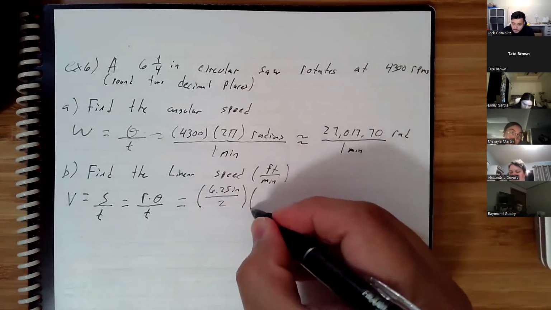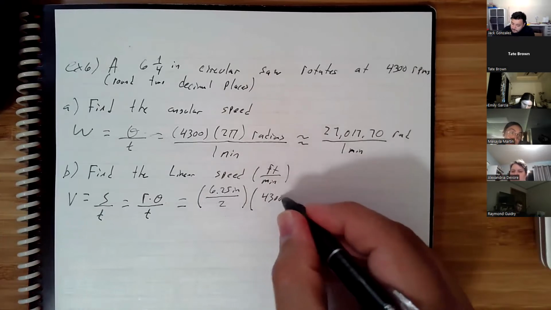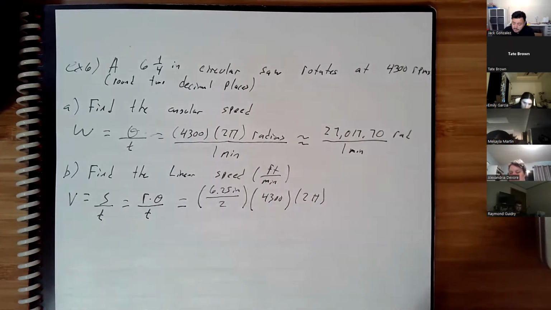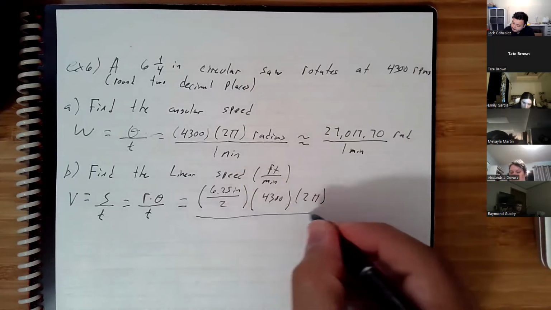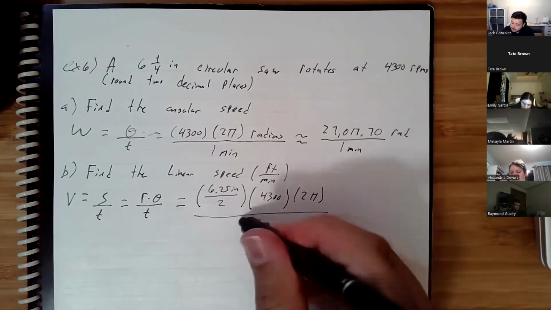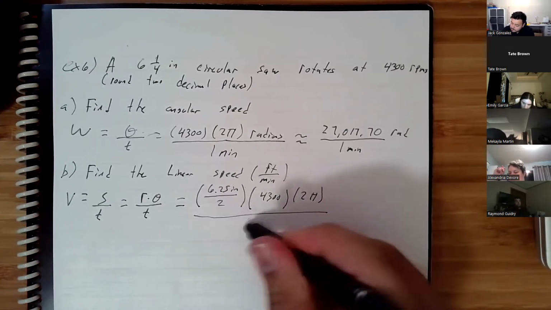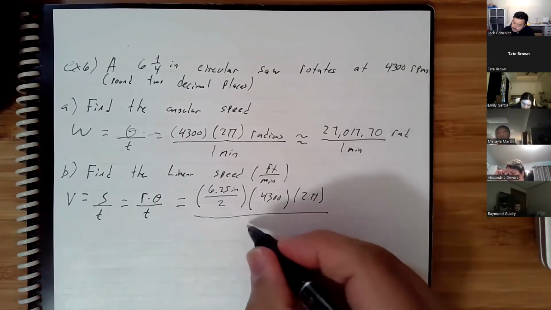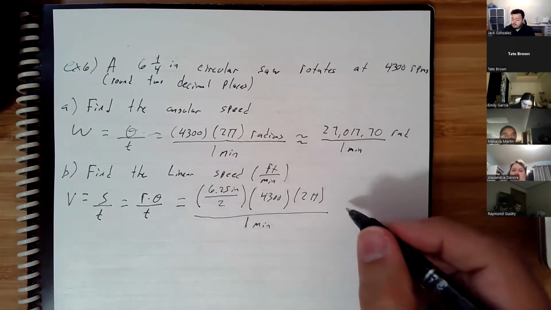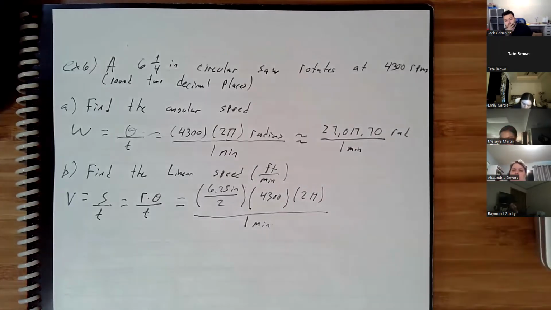Times 4,300 times 2 pi. That's what we found to be our theta earlier. Per minute, because that's the speed of revolution. So now you see that when we're finished, we're going to have inches per minute, right? Because radians are unitless.